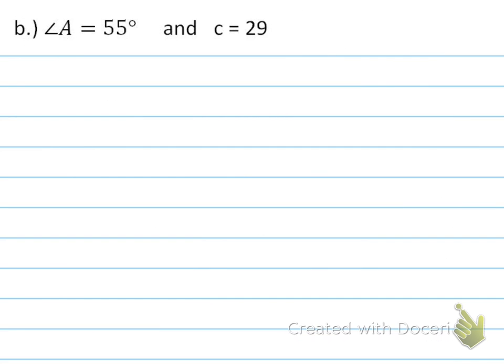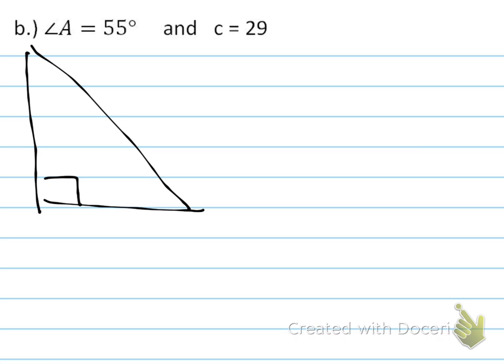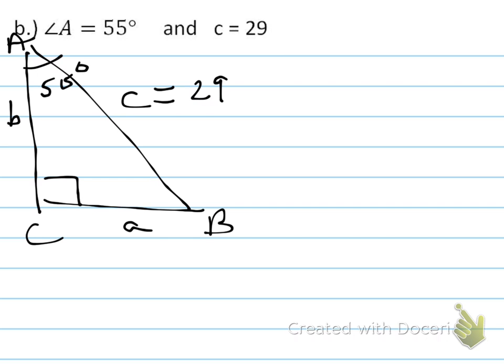Last but not least, the second sample problem I want you guys to try on your own. Angle A is 55 degrees and side C is 29. First things first, you draw a right triangle. I'm going to label my sides. This is angle C, angle B, and angle A. This is side A, side B, and side C. And I'm given that side C is 29 and angle A is 55 degrees.